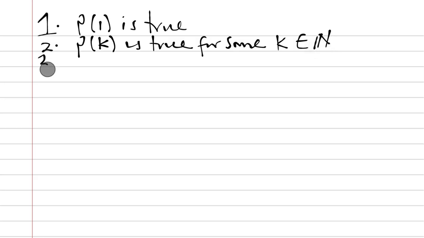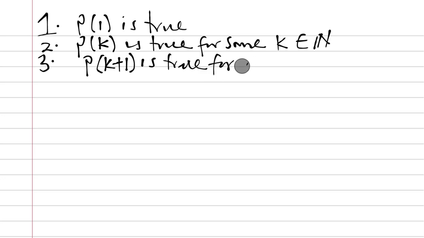Then the third one, which is the major one, is that P of k plus 1 is true for all k belonging to the set of natural numbers. Once you are able to prove these 3 things, then you say the formula is mathematically confirmed, because that is what we want to do.